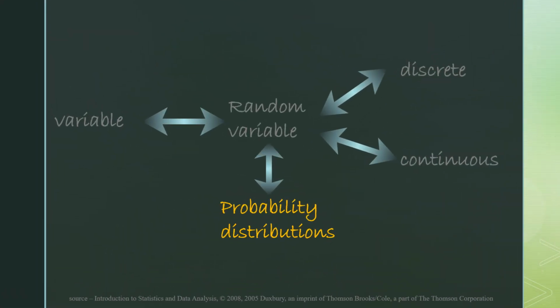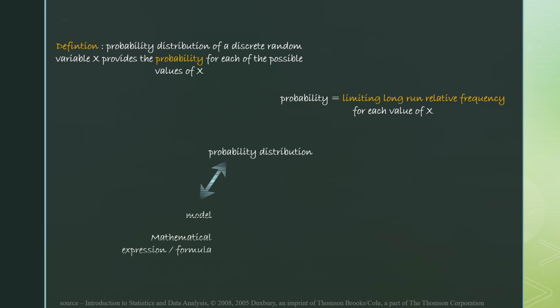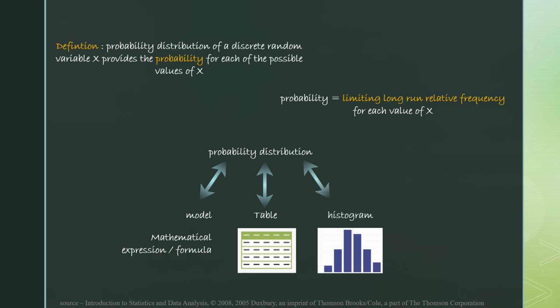Probability distributions for discrete random variables. Definition. Probability distribution of a discrete random variable x provides the probability for each of the possible values of x, where probability equals limiting long-run relative frequency for each value of x. Ways to represent the probability distribution are models in the form of mathematical expression or a formula, or tables, or histograms.